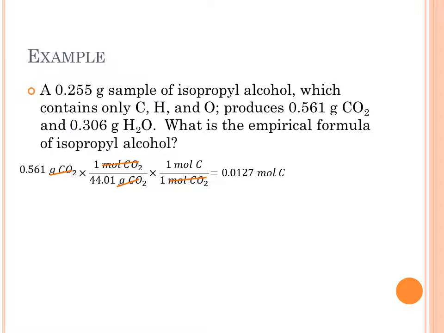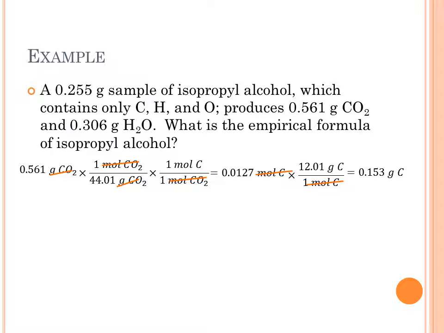However, I also need to get oxygen somehow, so I'm going to calculate the grams of carbon as well. Times 12.01 grams of carbon per 1 mole gives me 0.153 grams of carbon. The only reason I calculate the grams is to get at the oxygen. The moles are what I need to calculate the empirical formula at the end.